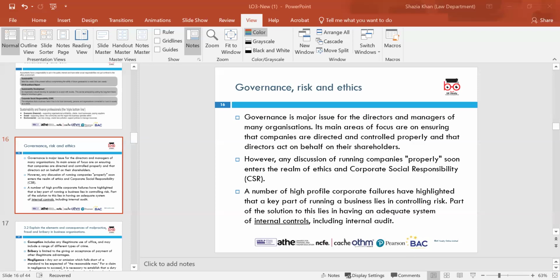Business ethics, governance and risk looks at how the business model can be supported by ethical values and the critical role they play in building trust and creating a corporate culture that will reduce risk and build value over the longer term. It looks at making sure that companies are directed and controlled properly, with directors acting on behalf of the shareholders, and at the ethics and corporate strategy of running companies, and corporate social responsibility, which is CSR.